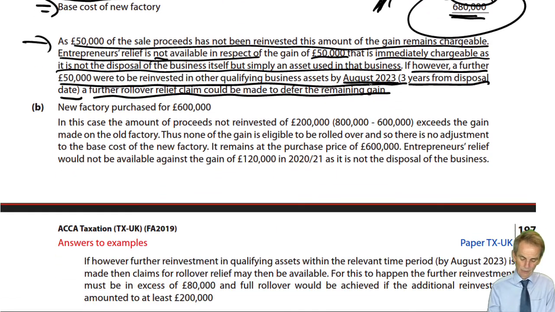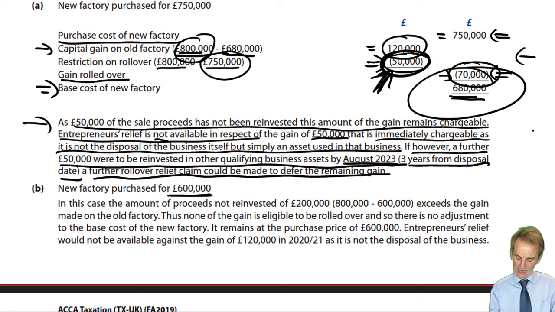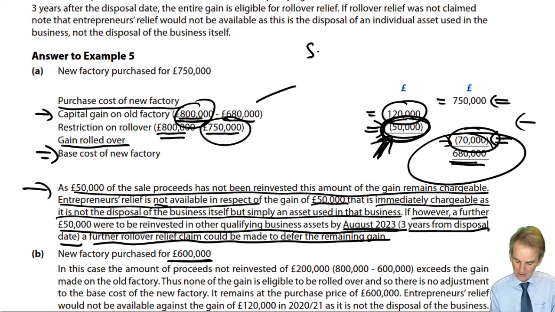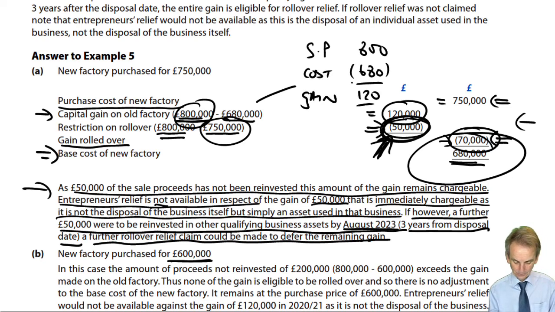Now, what happens if you bought the factory for £600,000? As we've seen, we sold for £800,000. Remember, we had proceeds of 800. Let's just break that out for the moment. We had sales proceeds of 800, cost of 680, and therefore a gain of 120.